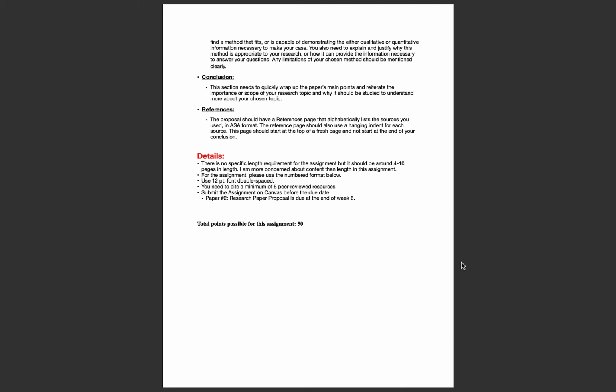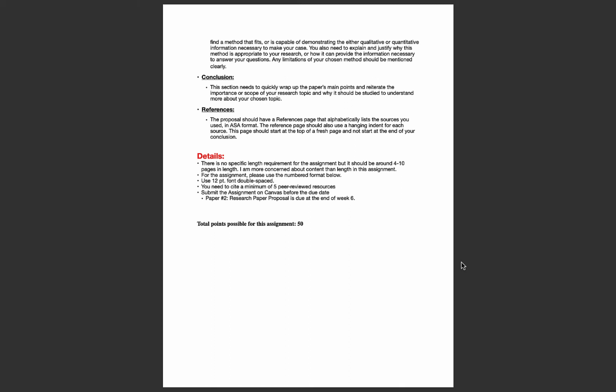So the proposal should have a reference page that alphabetically lists sources you used in ASA format. So ASA is the American Sociological Association format. I will provide some resources on how to use that on Canvas as well. But another thing that's important is, if you've used APA, it's very similar to ASA, so it's not that difficult a format. But I am going to look for those things, and you don't want to lose points on something stupid like that. Another part of it is having a hanging indent for each source.